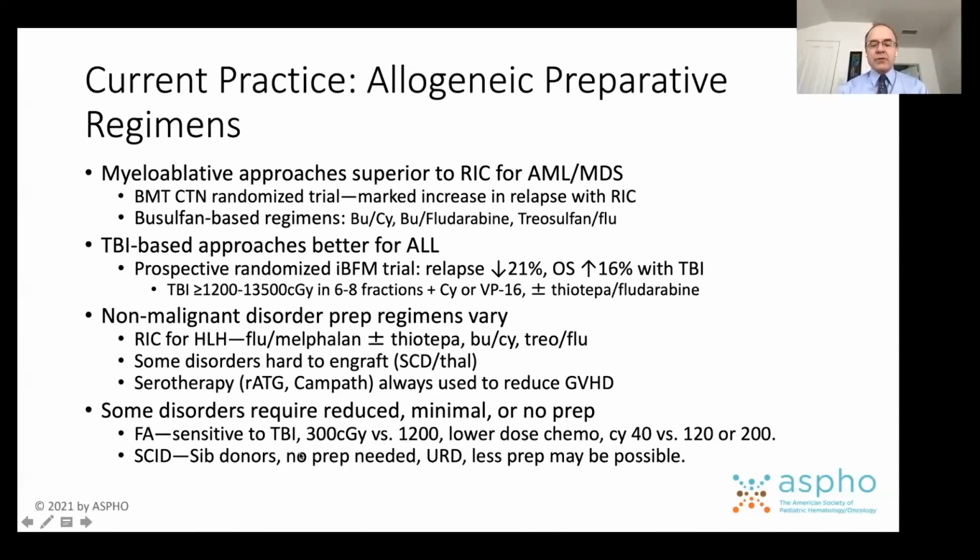Now, some disorders require reduced, minimal, or no prep, and the classic one, of course, is Fanconi anemia. These patients are highly sensitive to TBI, and we may end up giving either minimal TBI, 300 centigray, which is about a quarter of the dose of standard TBI, and much lower doses of cyclophosphamide for Fanconi. For SCID, we likely need very little prep, and that's actually being tested in a large study right now. And aplastic anemia, of course, we use much lower preps.